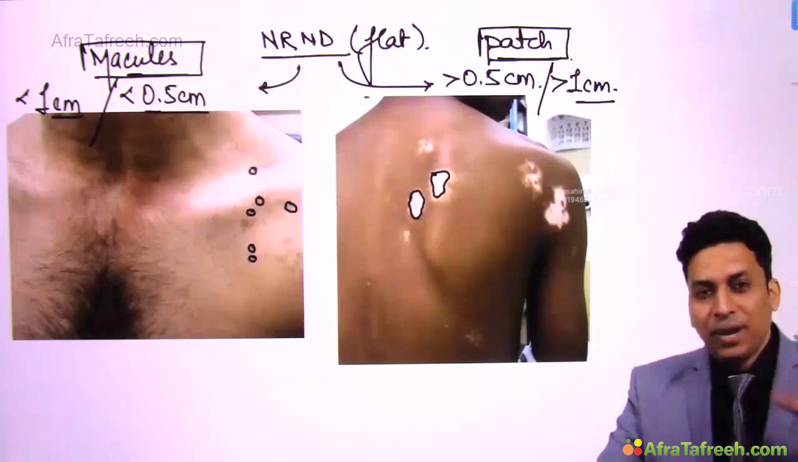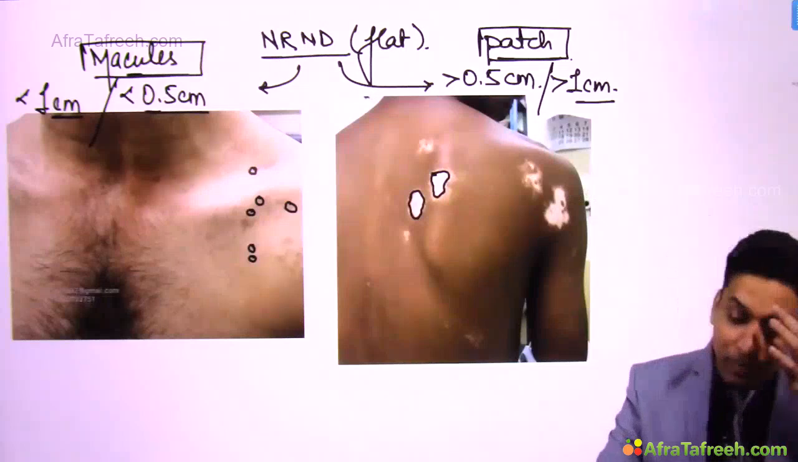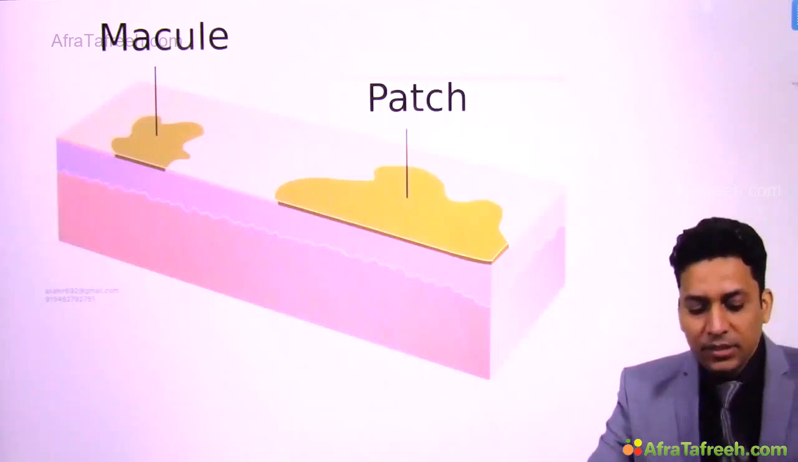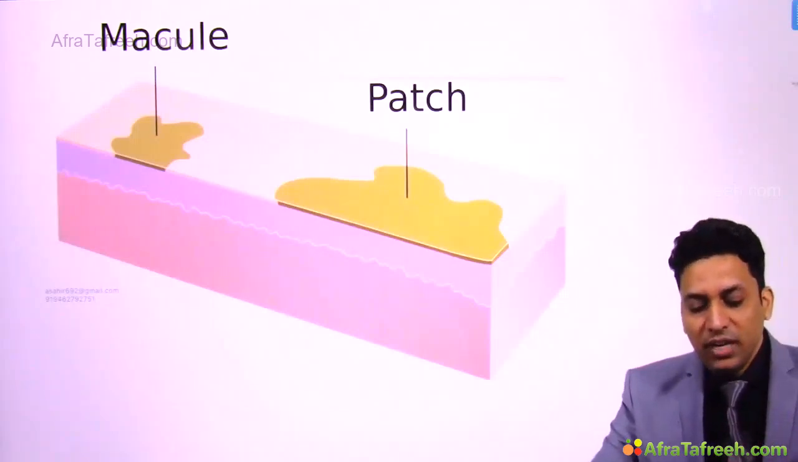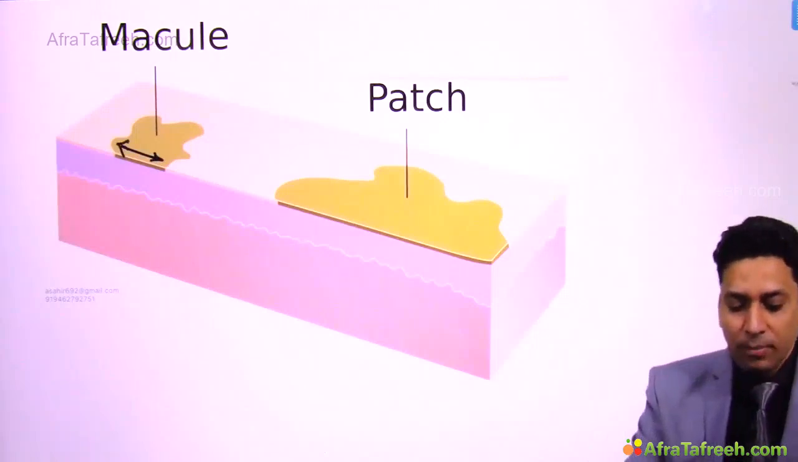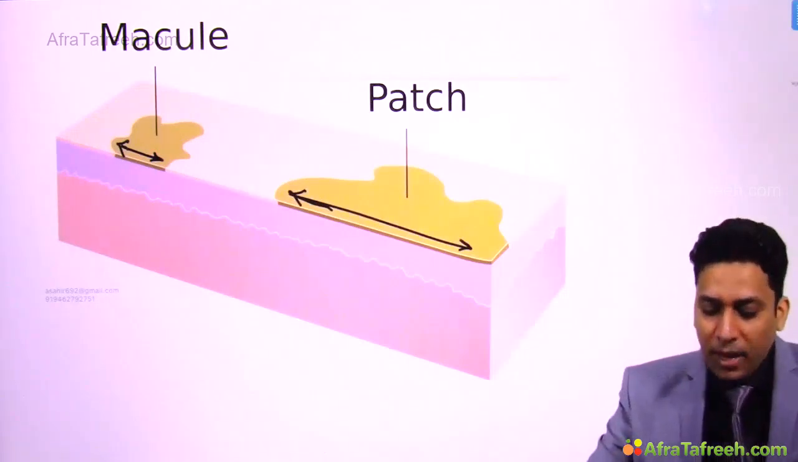So we are discussing primary skin lesions. The first primary skin lesion is macule and the second primary lesion is patch. Here again you can see the same diagrammatic representation. Both are similar. The only difference is size. If the size is small, less than 0.5 or 1 centimeter, we call it macule. If the size is more, that is more than 0.5 or 1 centimeter, we call it patch.